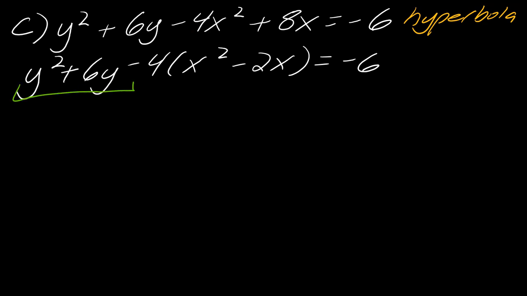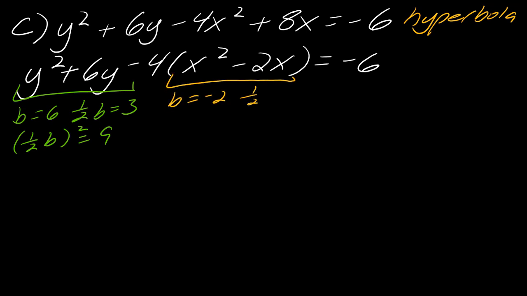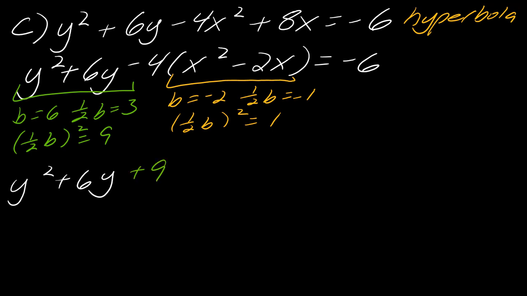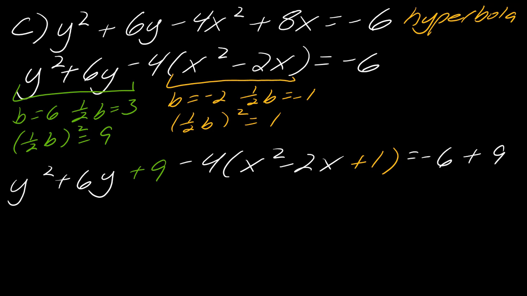Okay, so anyways, here my B is going to be 6, so my half B will be 3, and my half B squared is 9. Here, my B is -2, so my half B is -1, and my half B squared is 1. So I'm going to have y squared plus 6y plus 9 minus 4x squared minus 2x plus 1, all of this equals -6 plus 9, plus the 9 from the other side, minus 4 times 1. So that 1 has to get bounced off the number in front here, and this happens to have a minus sign in front of it, so that's what we carry to the other side.